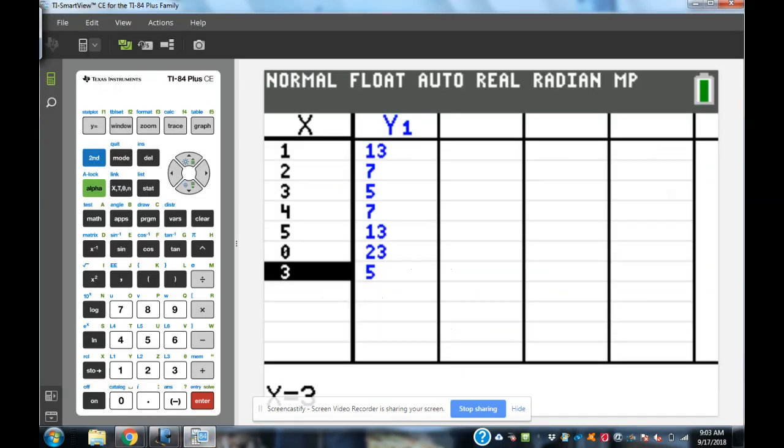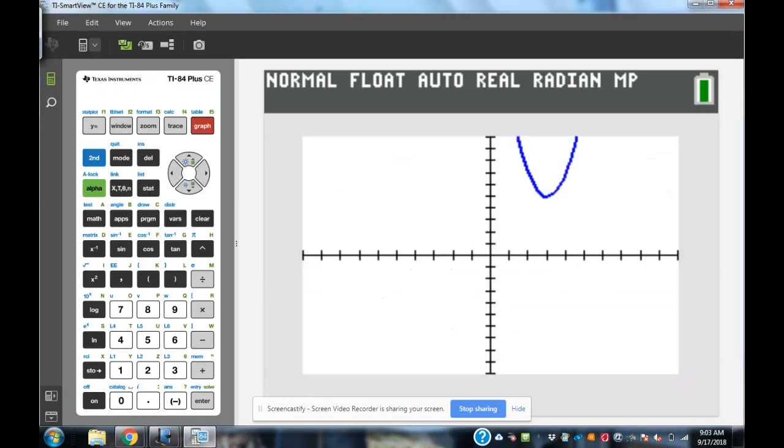There's my parabola. Doesn't cross the x-axis.